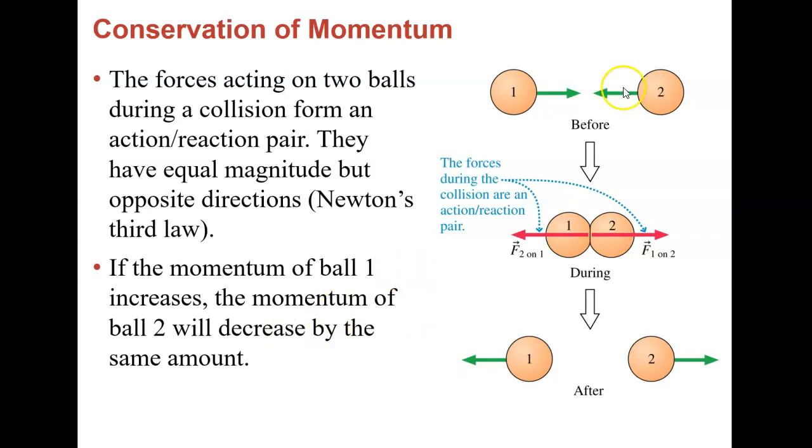And if we look at two things that hit, the forces acting on the two balls during a collision form an action-reaction pair, like Newton's third law. They have equal magnitudes but opposite directions. So if the momentum of ball 1 increases, the momentum of ball 2 has to decrease by the same amount. The total momentum before a collision and after a collision are constant. That's the law of conservation of momentum.